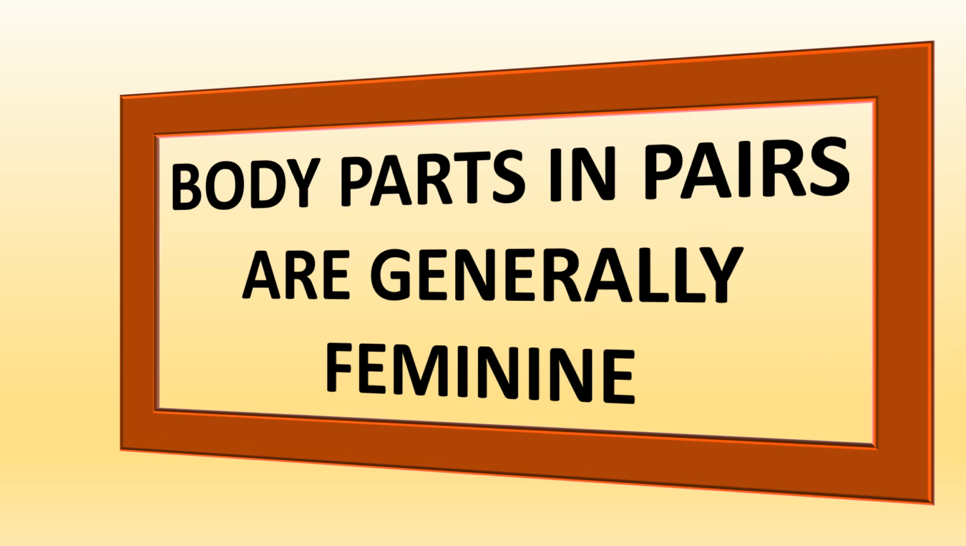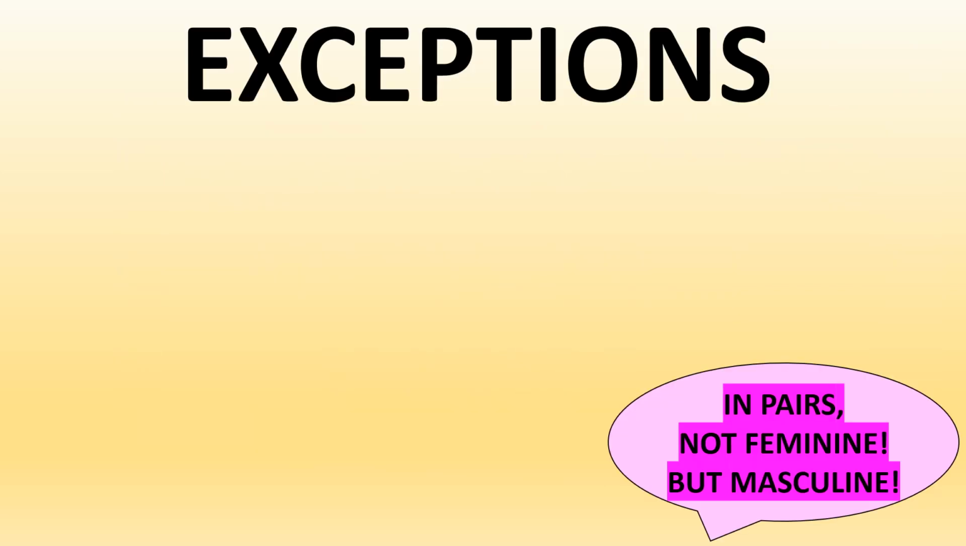Now we understand that when we take our body, the human body, and when we look at the different parts in the human body, those that are in pairs will be generally feminine. There are exceptions to that particular rule. For example, we look at the word dhira'un, which means arm. Now we have 2 arms. It's supposed to be feminine, but it is masculine, an exception to the rule.